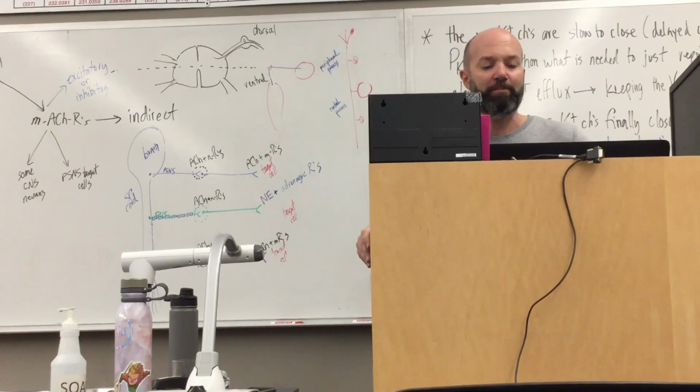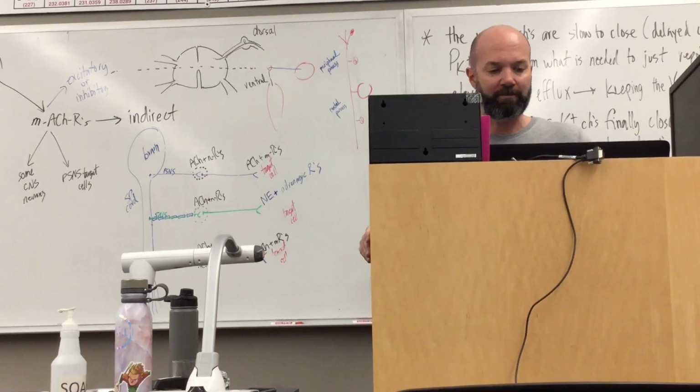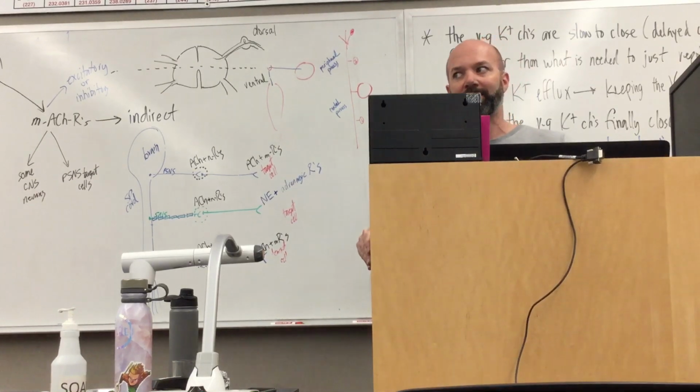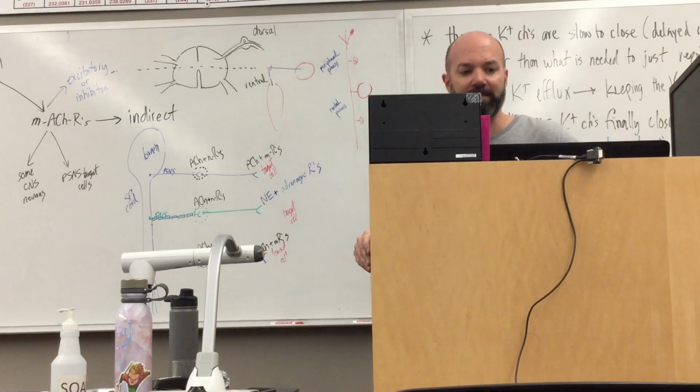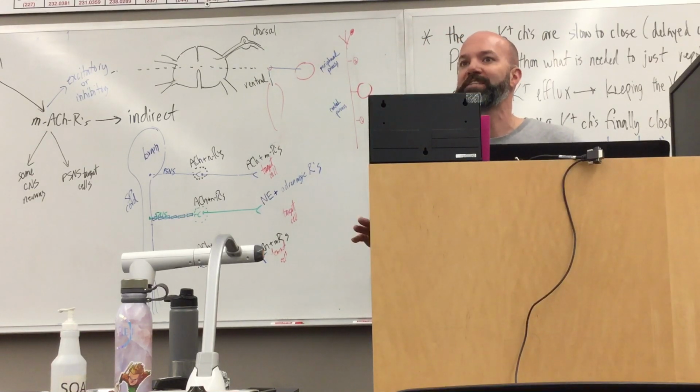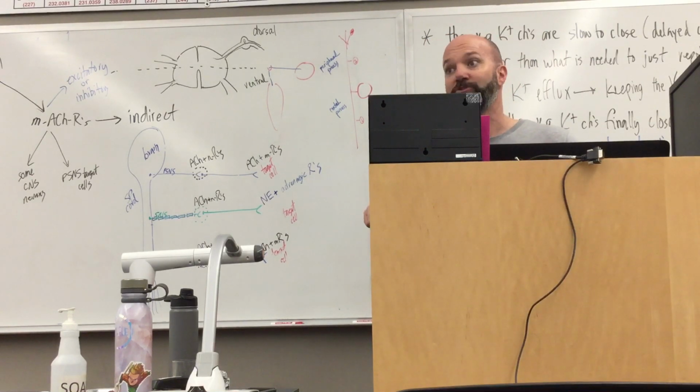Groups of cell bodies in the PNS. Clusters of cell bodies in the CNS. Nuclei. Bundles of axons in the CNS. What's another word for tract? Fasciculus. And then tracts, fasciculi. One tract, fasciculus.